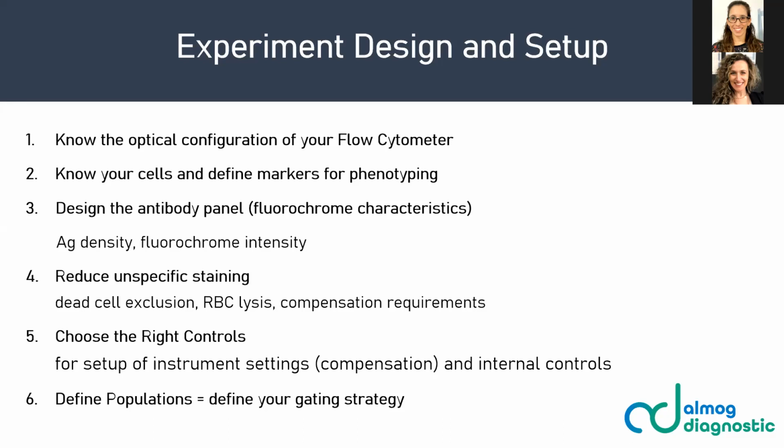So you have to know the optical configuration of your flow cytometer. You have to know the characterizations of your cells, and you have to define the markers for phenotyping. You have to design the antibody panel. You need to take into account the antigen density on the cell surface. You need to take into account the fluorochrome intensity and the characteristics of the fluorochromes, because there are some fluorochromes that are not very stable after fixation. So all these things need to be taken into account.